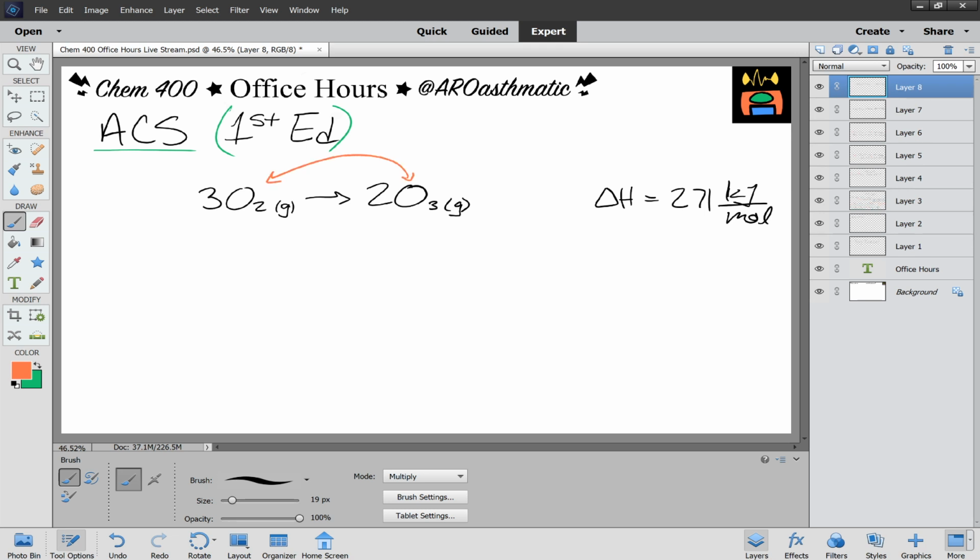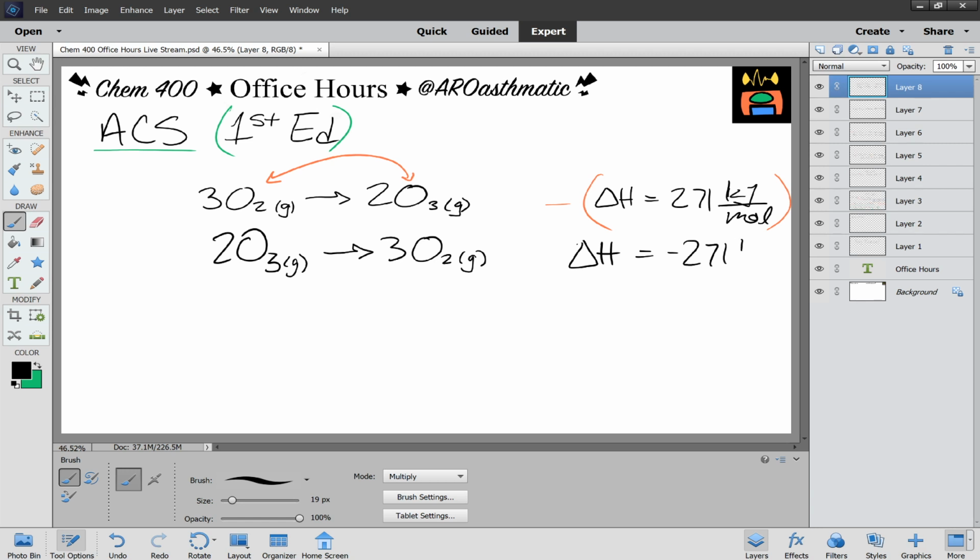All right, and the first thing we need to do is we need to switch our reactants with our products because we need ozone on the reactant side. When you do that, you have to multiply your delta H by -1. So the first manipulation we're going to undergo for this reaction swaps. So now we have 2 moles of ozone producing 3 moles of O2, and the delta H for this reaction is negative 271 kilojoules per mole.